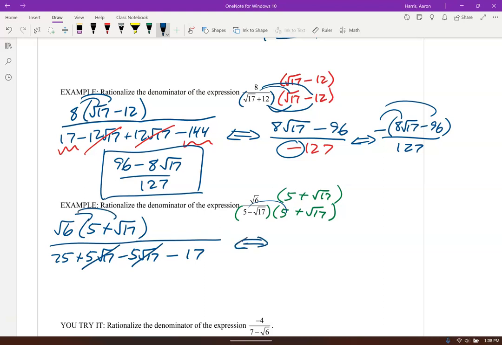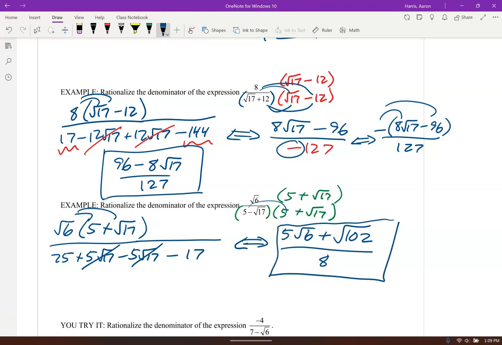And I'm going to go ahead and distribute that. So I have 5 root 6 plus 17 times 6, 102. Square root of 102 all over 25 minus 17, 8. So 5 root 6 plus square root of 102 all over 8.